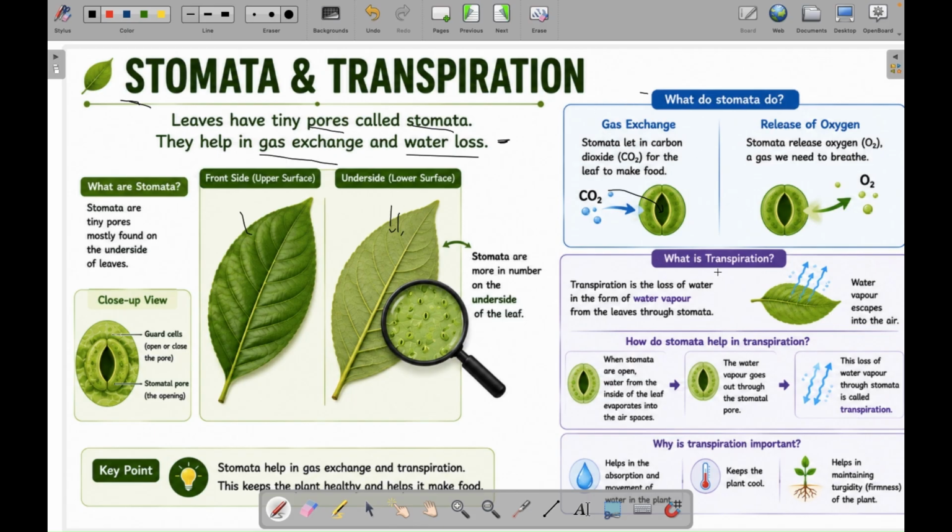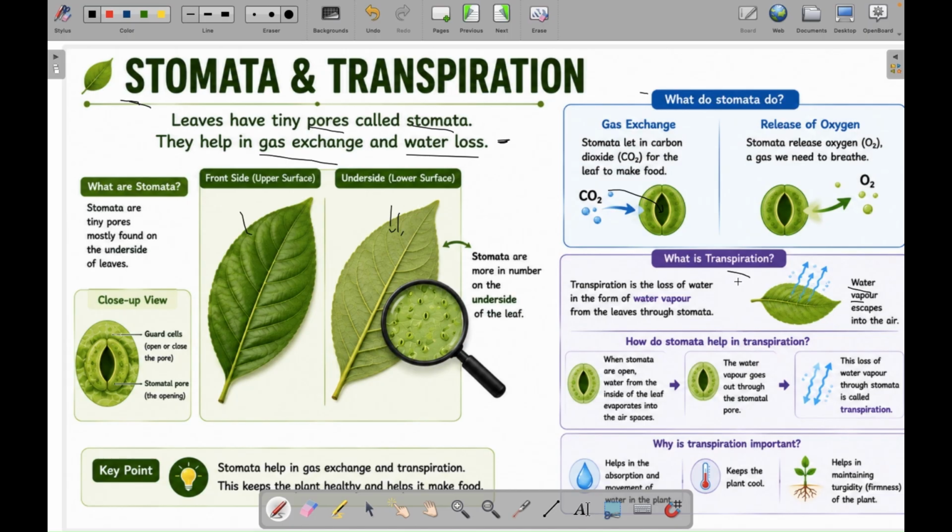The second function is transpiration, also known as water loss. Transpiration is the loss of water in the form of water vapor from the leaves through stomata. Plants sometimes may have excess water, so they want to get rid of that water. So stomata also help them get rid of that excess water. The process by which that excess water is lost in the form of water vapor is known as transpiration. So through transpiration, water vapor escapes into the air.